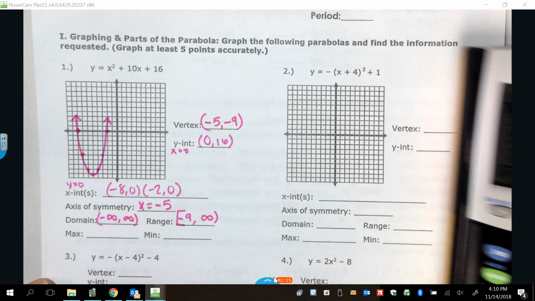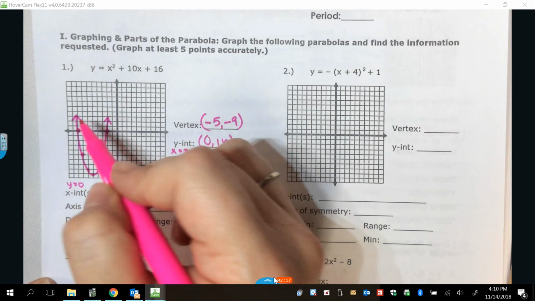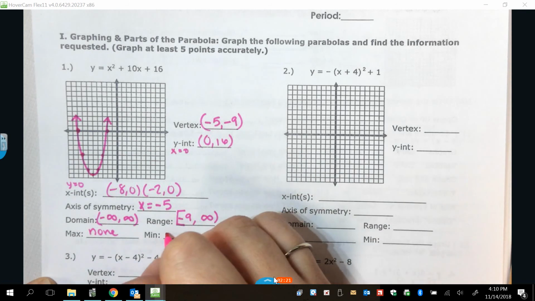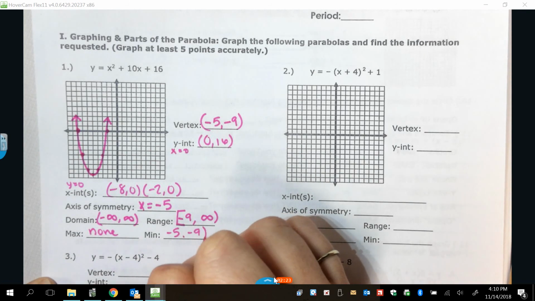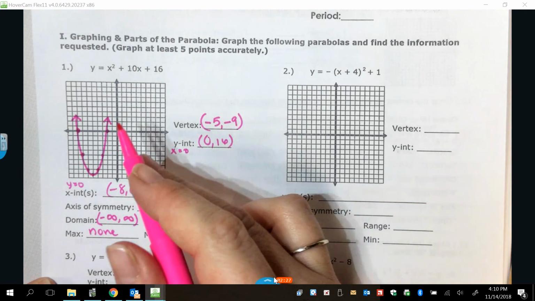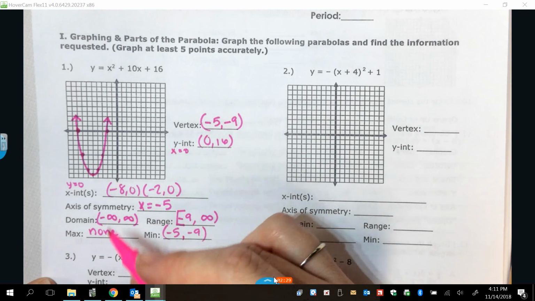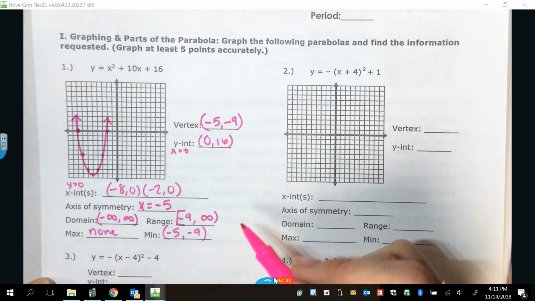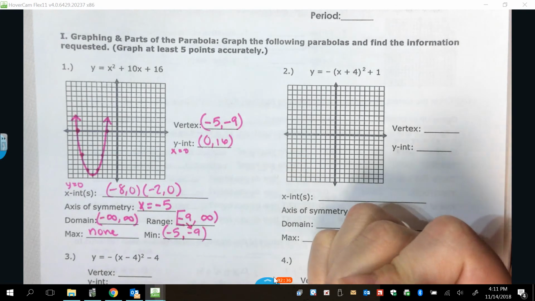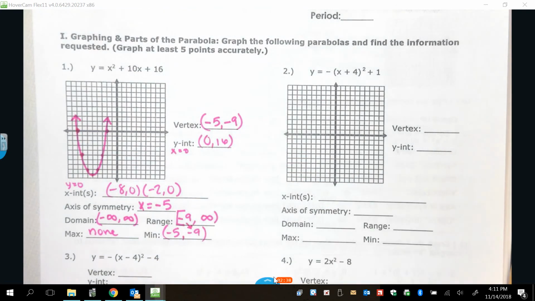Okay? This doesn't have a maximum point. It has a minimum point at my vertex, -5, -9. Okay? If it opens upwards, it always has a minimum. If it opens downwards, it always has a maximum. Okay, and this 9, your range, will always be the y of your max or min, your vertex or whatever.